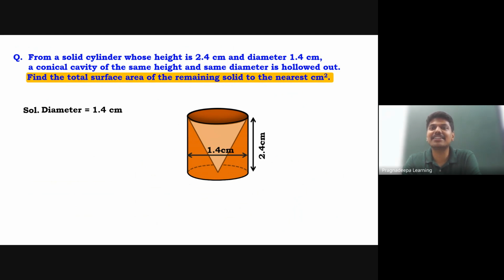So you have to find the total surface area. Additionally, you have to round off to the nearest centimeter square. That is why we will do the rounding off concept.